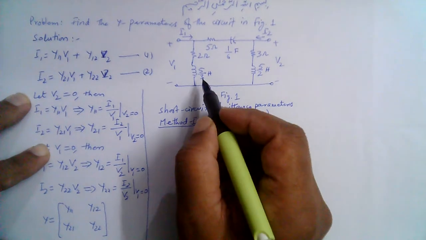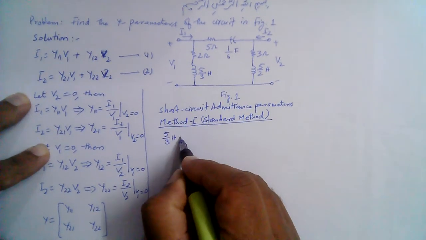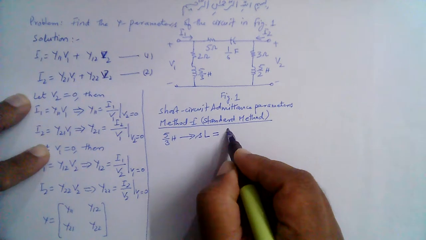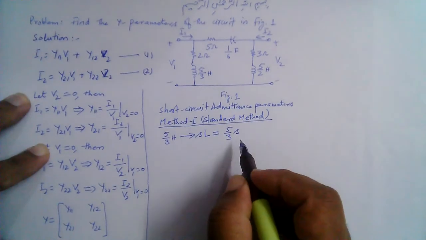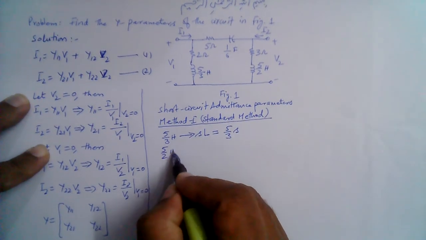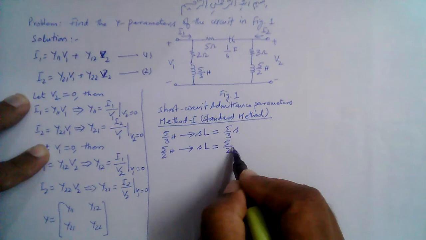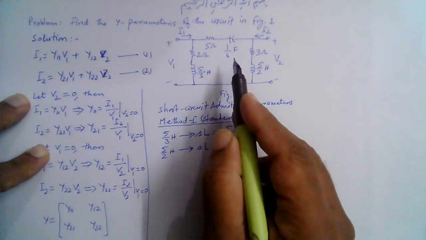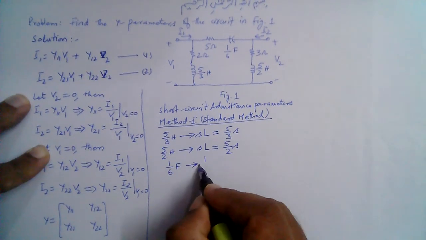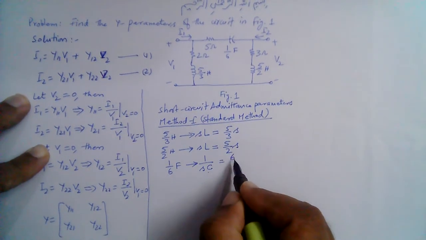So this 5 over 3 Henry inductor will transform to sL. L is 5 over 3, so that is 5 over 3 s in the frequency domain, or in the s domain using the Laplace transform. Similarly, this is 5 over 2 Henries, so sL is 5 over 2 s. And this capacitor, 1 over 6 farads, is equal to 1 over sC. So 1 over s multiplied by 1 over 1 over 6, that is 6 over s.